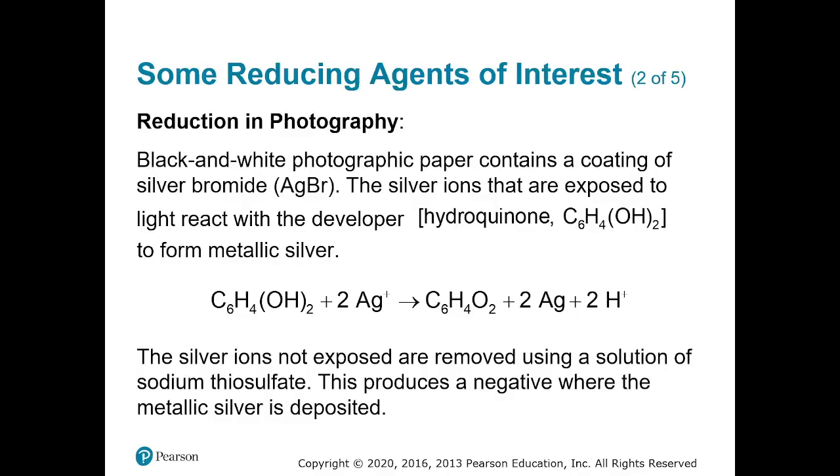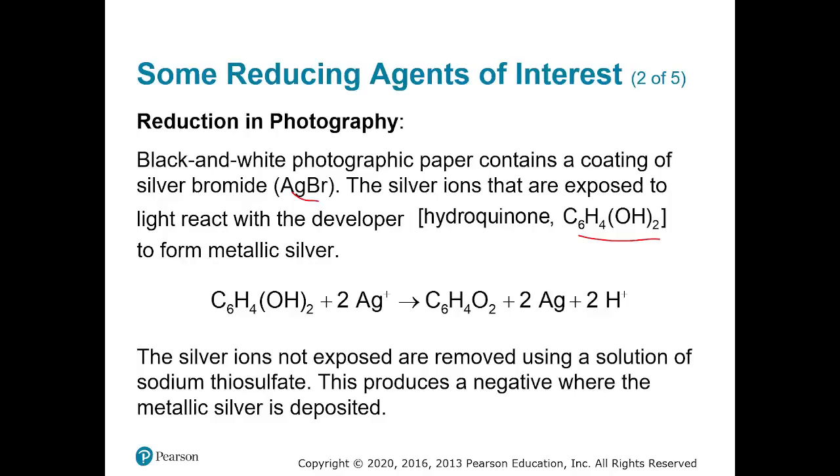So there's something called photography paper. And this is black and white photography paper. It contains a coating of silver bromide, that's AgBr. The silver ions that are exposed to light will actually react with the developer, which is hydroquinone. And that's this right here. This forms metallic silver. If you've ever seen a dark room where they develop photographs, this is what they're doing.